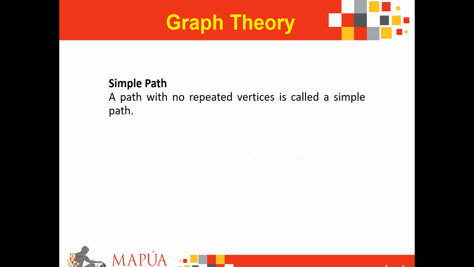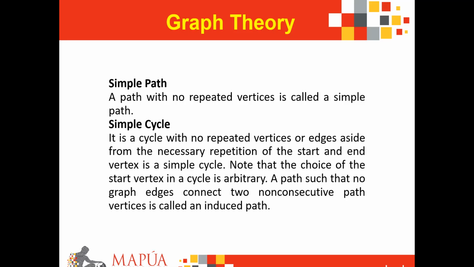A simple path. A path with no repeated vertices is simply called a simple path. And when you say a simple cycle, it is basically a cycle with no repeated vertices or edges aside from the necessary repetition of your start and end vertex. Note that the choice of your start vertex is usually arbitrary, meaning you can start anywhere on any vertex given on the graph. A path such that no graph edge connects two non-consecutive path vertices is called an induced path.